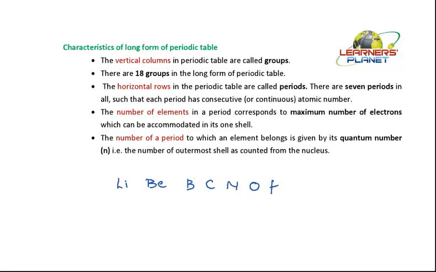That is, lithium has the atomic number 3. Beryllium has the atomic number 4. Boron has the atomic number 5. Carbon 6. Nitrogen 7. Oxygen 8. Fluorine 9. And after that, neon 10. So what it is saying is that the elements in the periods have consecutive or continuous atomic numbers.